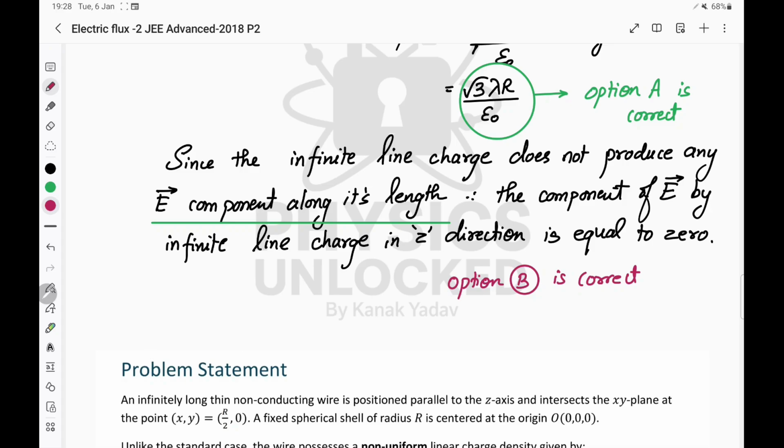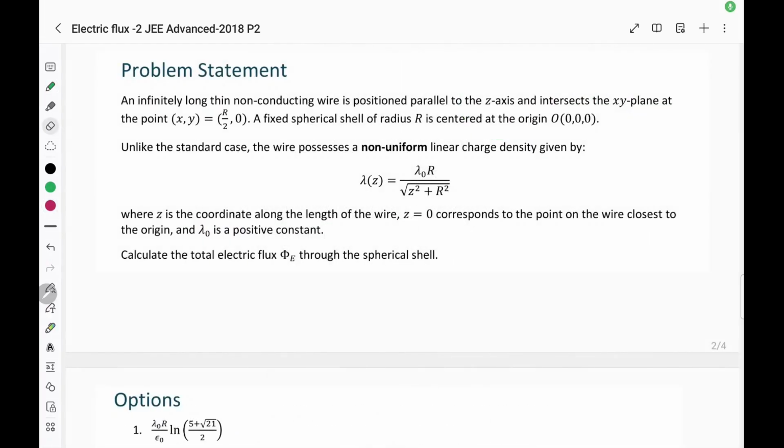Now we are going to see another question which is a modified version of this question. I have made it a slightly harder question, and let's just see how to solve that one. So now we are solving this new modified version of the same question. Let us read it out. An infinite long thin non-conducting wire is positioned parallel to the z-axis, and it intersects the xy plane at the point r by 2, 0.